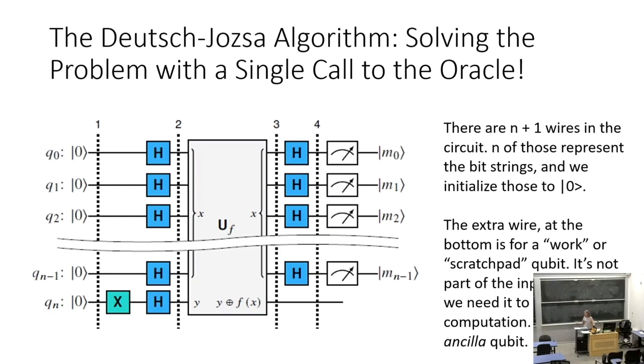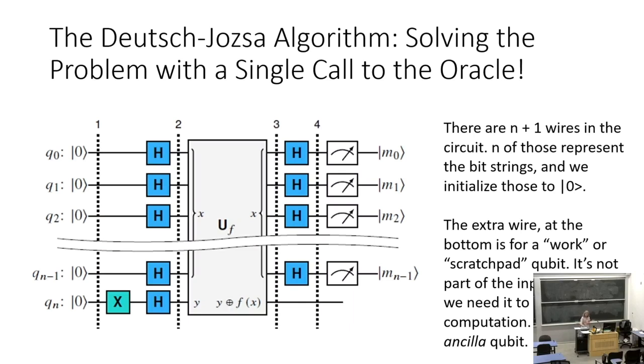What Deutsch-Jozsa showed us is that we can solve this problem with one call to the oracle. Here's the setup on the left. It looks a lot like the setup we saw for the Deutsch problem. We have a circuit that has n plus 1 wires, and n of those represent a register, shown in the one I just bracketed. We're going to initialize all of those qubits to 0.